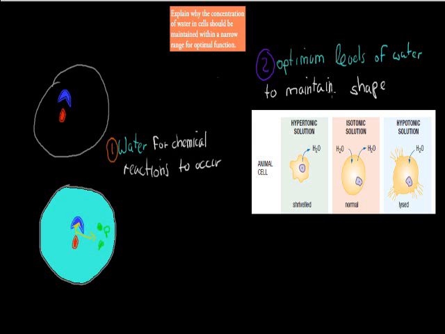Optimal levels of water to maintain shapes. The second point was we need to maintain that isotonic shape. An isotonic solution gives us that perfect shape, that round shape, which is good for our cells because now they can function properly. Whereas if we go too low or too high, in terms of our water concentrations, they will either shrivel up or burst, which obviously both of them are not good for optimum function. So water is important for chemical reactions to occur, and water is important for the cells to maintain their optimum shape.